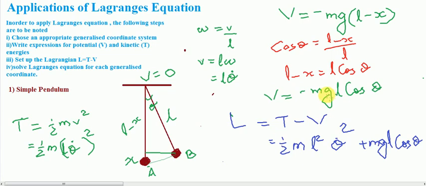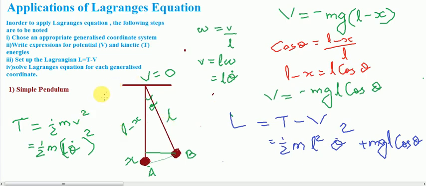So two steps are over now. First step is selection of generalized coordinate. We selected the generalized coordinate. Theta is the only generalized coordinate here. Then what is the second step? Determination of potential energy and kinetic energy. Both these energies are determined.